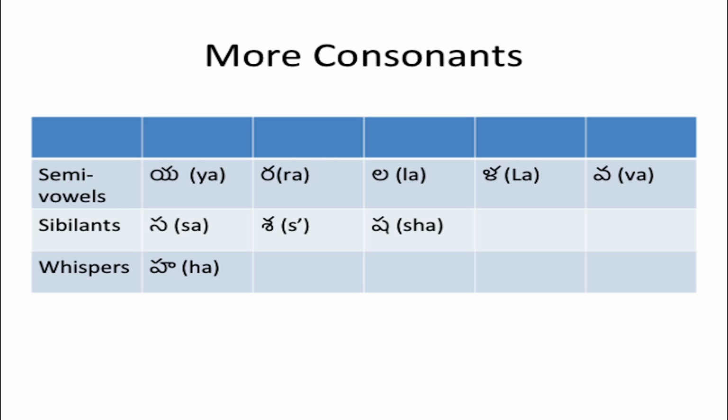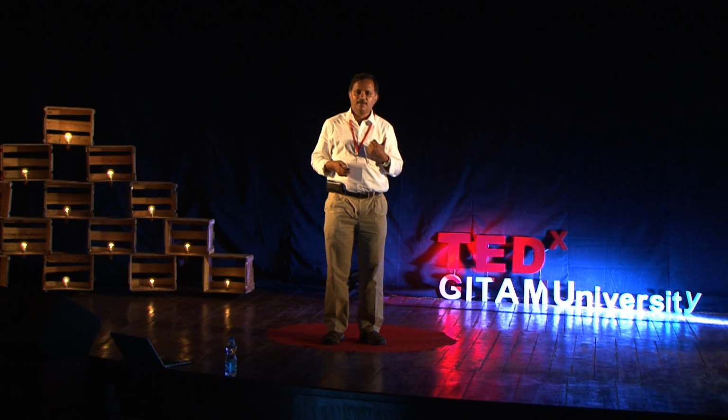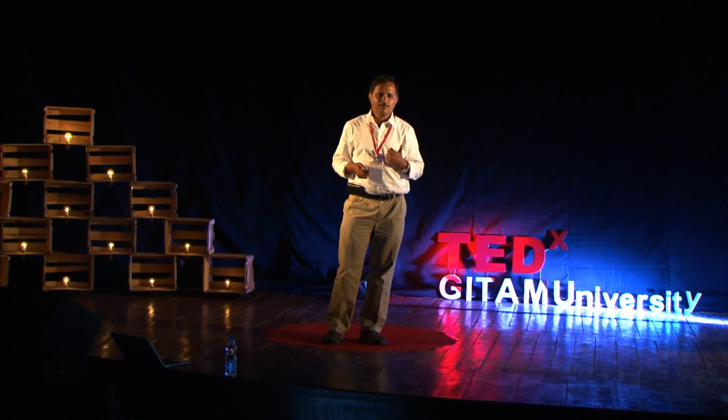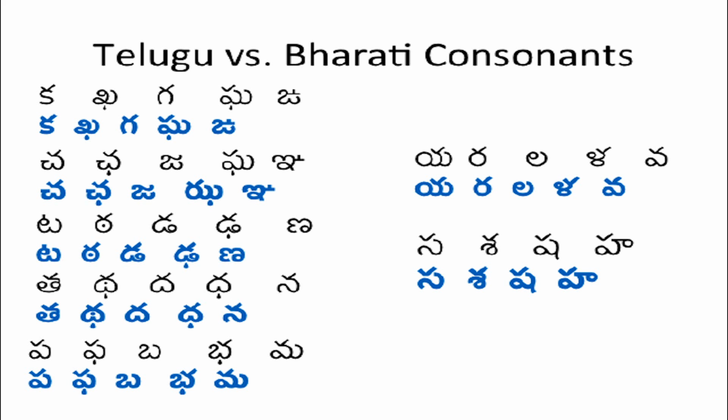Then there are more consonants. You have ya, ra, la, va, which are called the semi-vowels, and then you have sa, sha, and sha, which are called the sibilants because there's an S-like sound in them, and then you have the whisper called ha. So now let's compare the Bharati consonants and Telugu consonants.